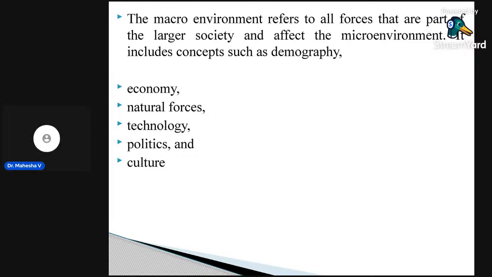Natural forces, or we may say ecological factors. Natural forces are not man-made; they are natural phenomena. Sometimes suddenly there will be heavy rainfall, floods, wind. Due to these natural phenomena, certain problems may arise.